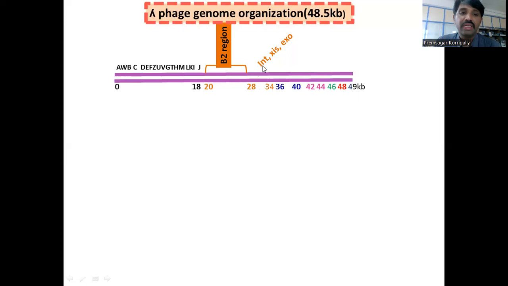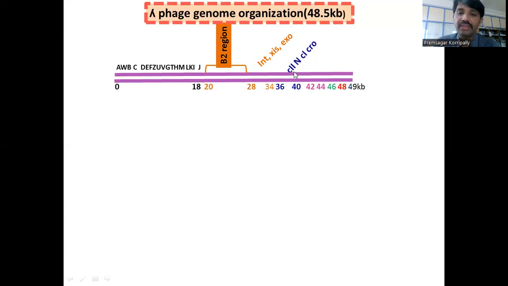Then immediately after that, there are genes responsible for recombination, meaning integration of the Lambda phage genome into the bacterial chromosome during the lysogenic cycle. You can see int, cis, and exo, which are between 28 kb and 35 kb.